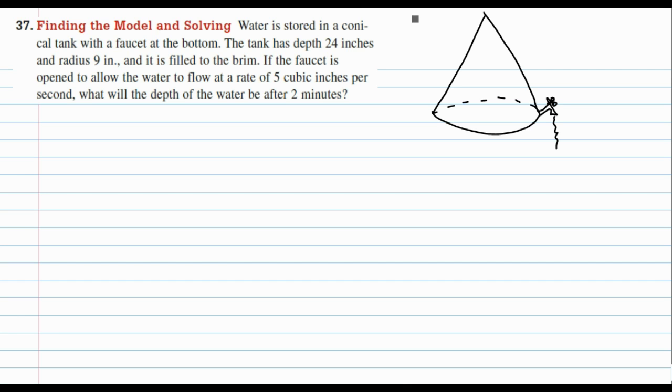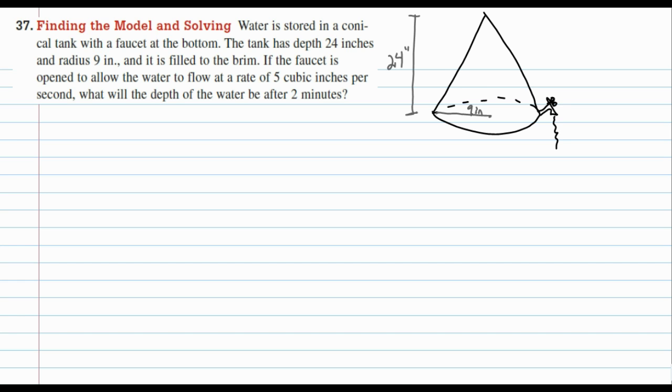So this out here is 24 inches. And then this here is 9 inches. And it's filled to the brim. If the faucet is opened to allow the water to flow at a rate of 5 cubic inches per second, what will the depth of the water be after 2 minutes?